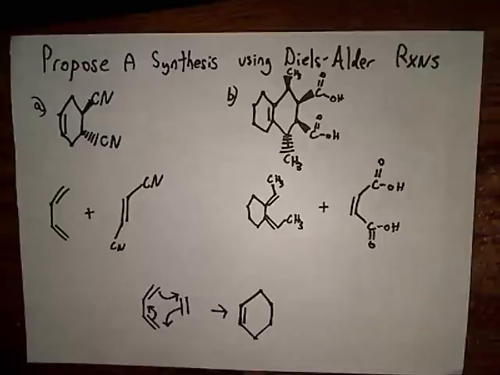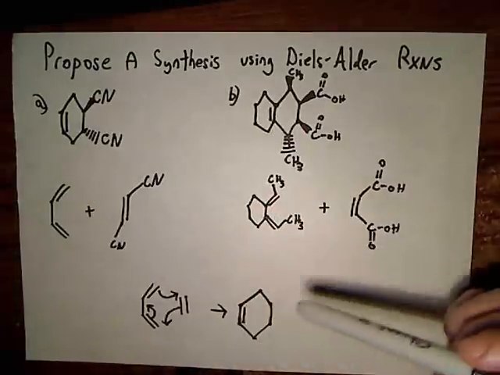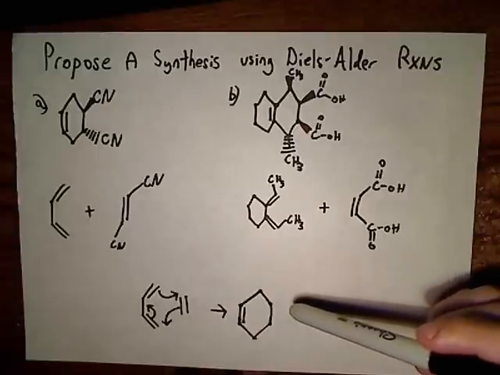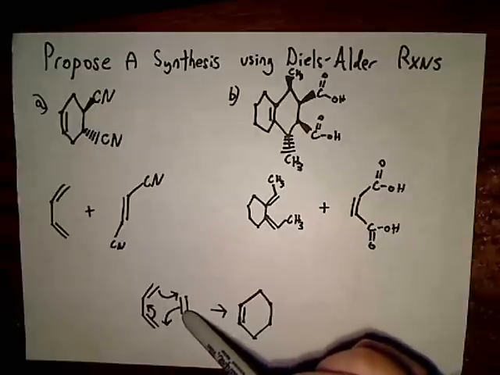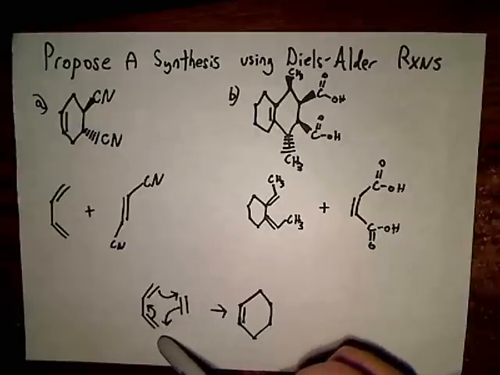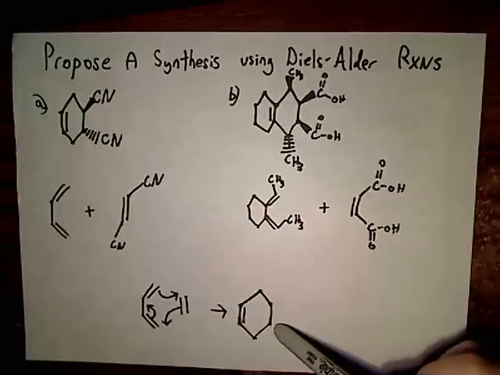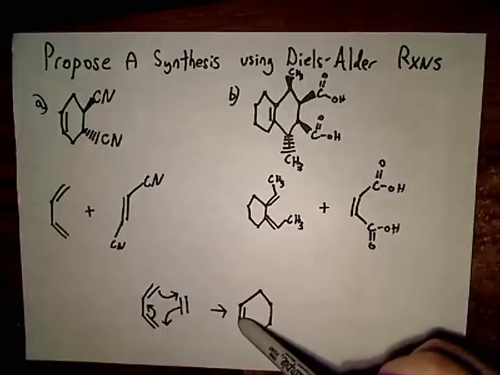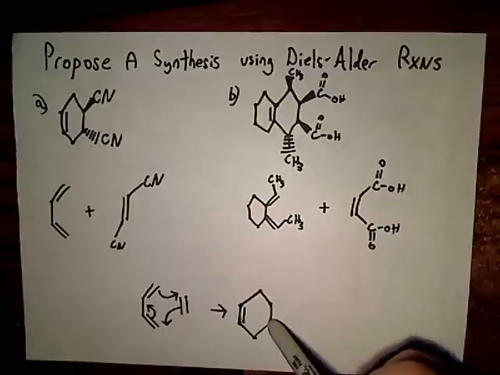In this video, I'm going to propose a synthesis using Diels Alder reactions to make these two molecules. And when you're doing this type of problem, it's best to just think back to the most basic Diels Alder reaction, in which you have your dienophile and your diene, and they undergo this concerted mechanism to make a six-membered ring with a single double bond. And you need to keep track of where the carbons in this final six-membered ring came from.